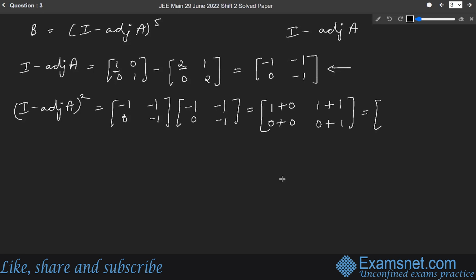Okay, so its value will be 1 plus 0 is 1. Then 1 plus 1 is 2. 0 plus 0 is 0. 0 plus 1 is 1. So the value of I minus adjoint of A square is 1, 2, 0 and 1.